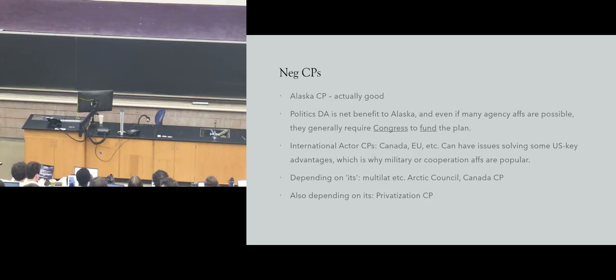We could have international actor counterplans. Remember, we are NATO allies with 6 of the Arctic countries. We are NATO allies, we are military allies with all of them. We are in the Arctic Council with all of them. And so a lot of times when the US and other countries make the military decisions in the Arctic, they do so collaboratively. And all of these countries have much more at stake in the Arctic than we do.